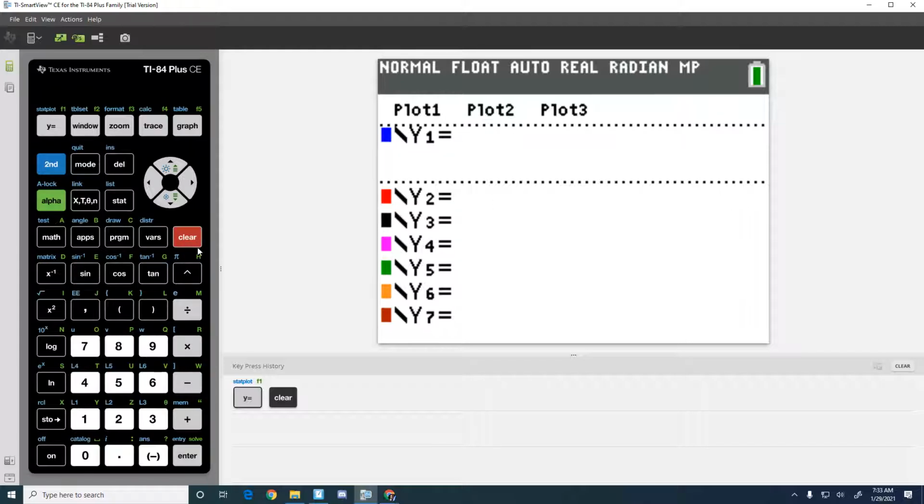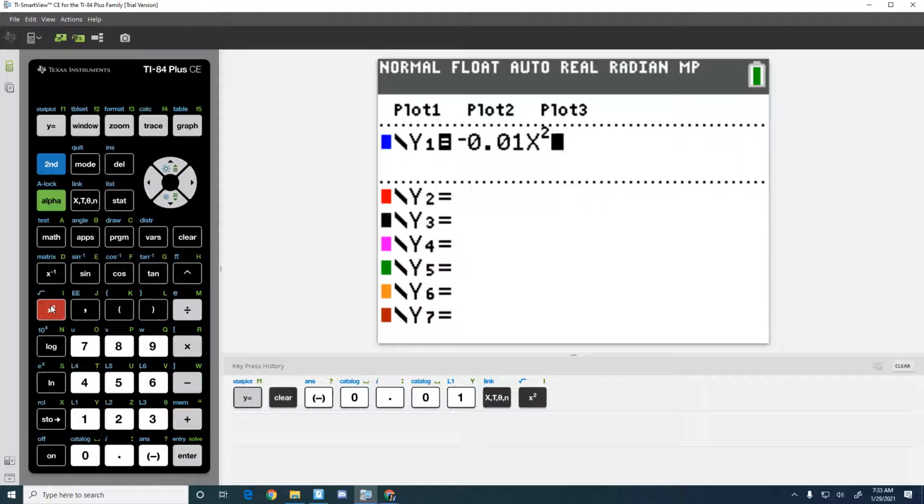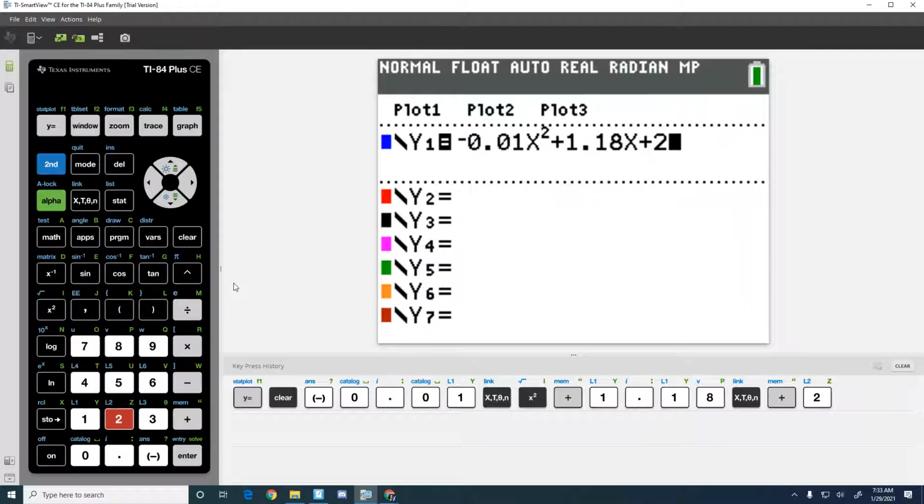This is so cool. Oh my gosh. And we're going to type in, now this is a negative 0.01. Remember to hit the negative key down on the bottom row of keys. Do not hit subtraction for this. Negative 0.01, x squared, which is the button right next to alpha. And then plus 1.18x plus 2. So this is what you should be typing in. If you're not sure what button to press, they're all listed right down here.